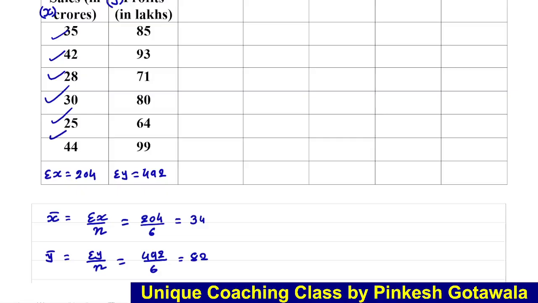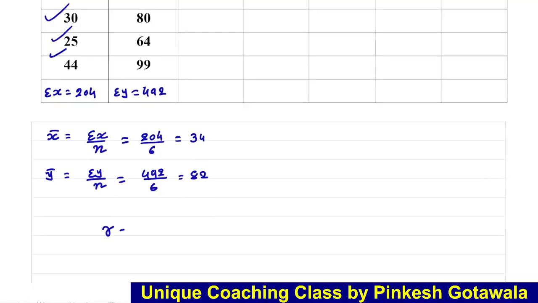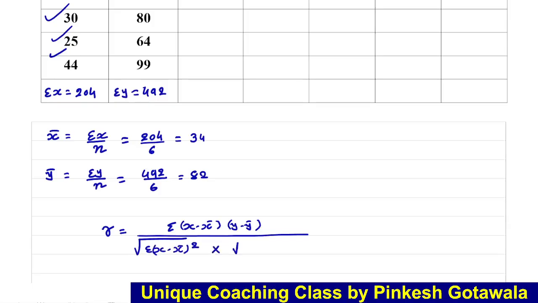So here we should go with the first formula. Okay, what is the first formula? Sigma x minus x bar, y minus y bar, divided by the root of sigma x minus x bar whole square, sigma y minus y bar whole square.